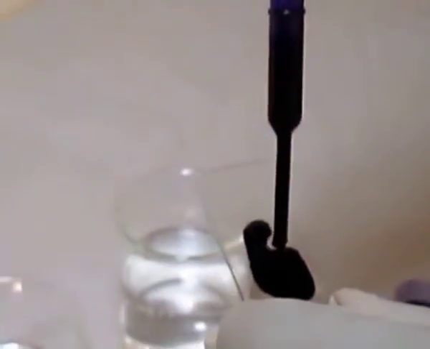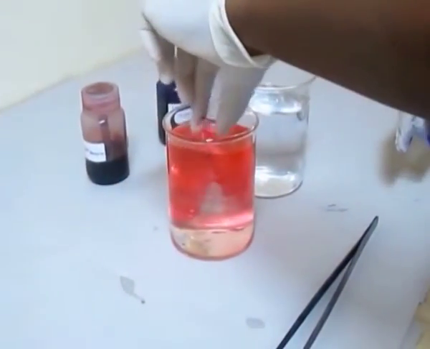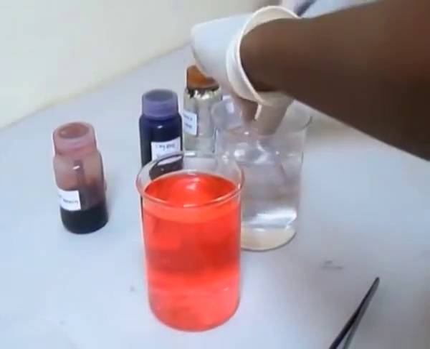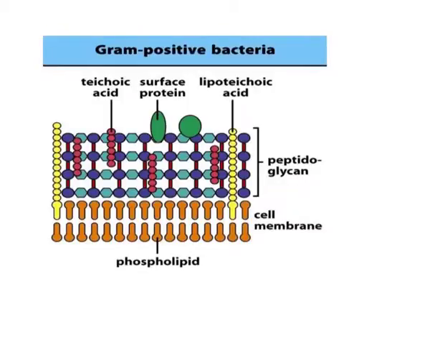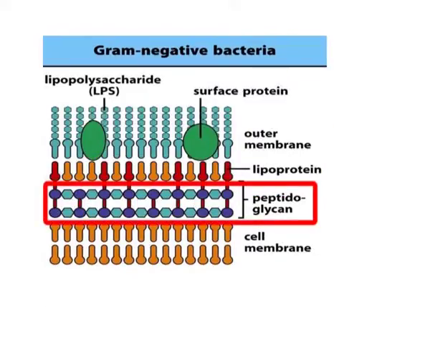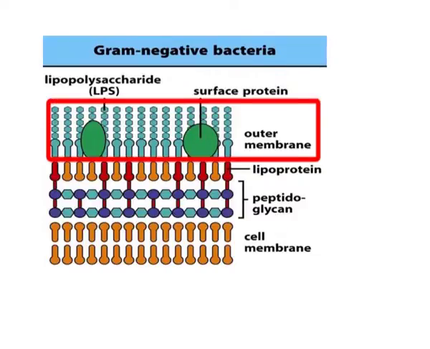Gram positive bacteria are those which retain the primary dye like crystal violet and appear deep violet in color, while gram negative bacteria lose the primary dye on application of decolorizer and take the color of the counter stain like safranin or basic fuchsin. The gram positive bacteria have a thick mesh like cell wall made of peptidoglycan, which is 50 to 90% of the cell wall, which stains purple, while gram negative bacteria have a thinner layer, that is 10% of the cell wall, which stains pink. The gram negative bacteria also have an additional outer membrane which contains lipids.